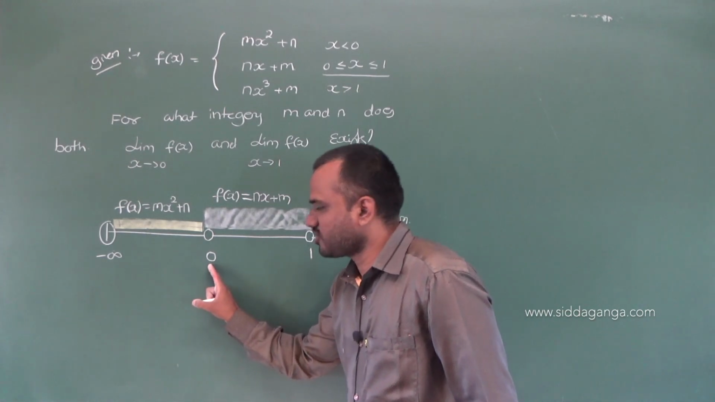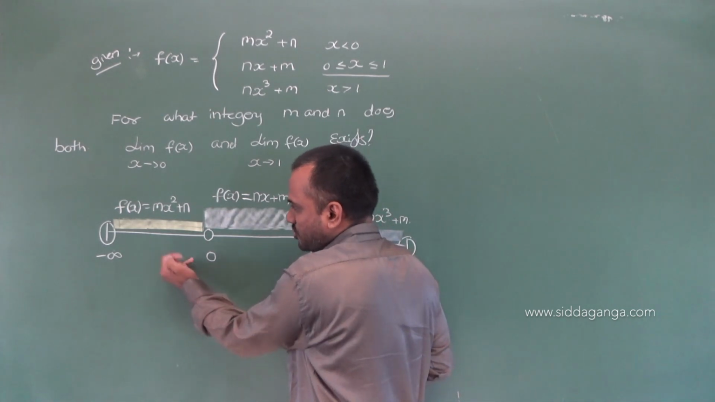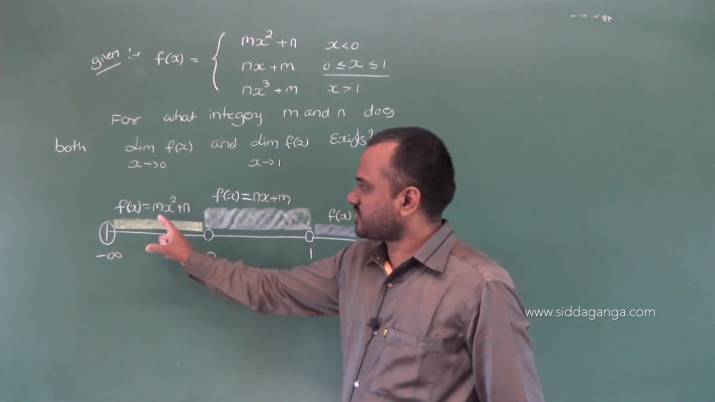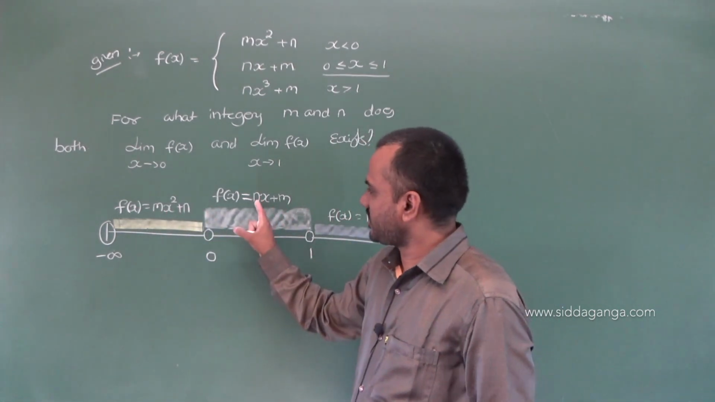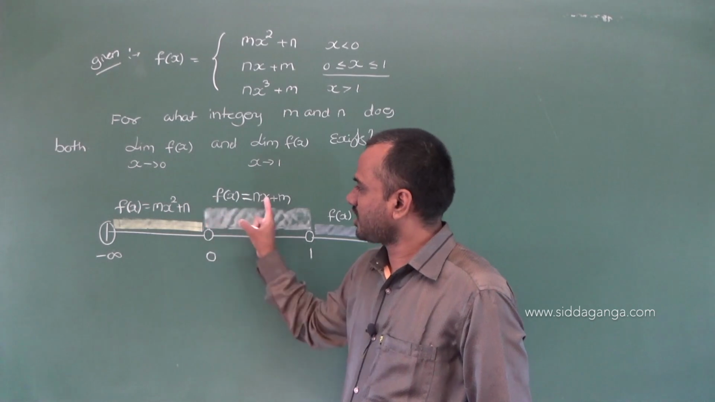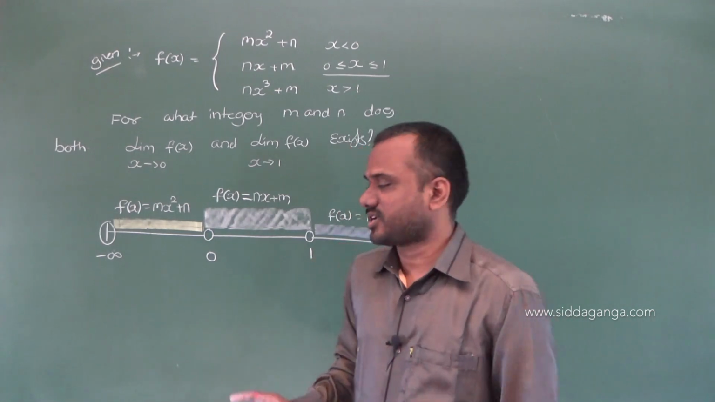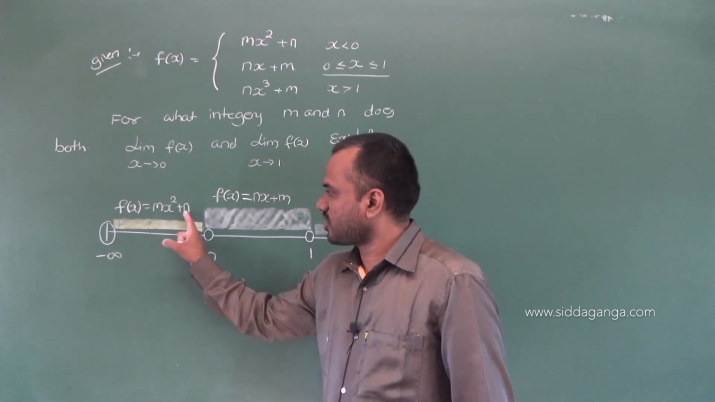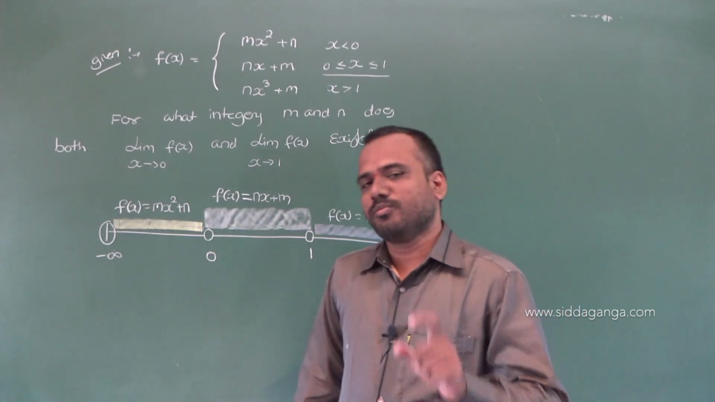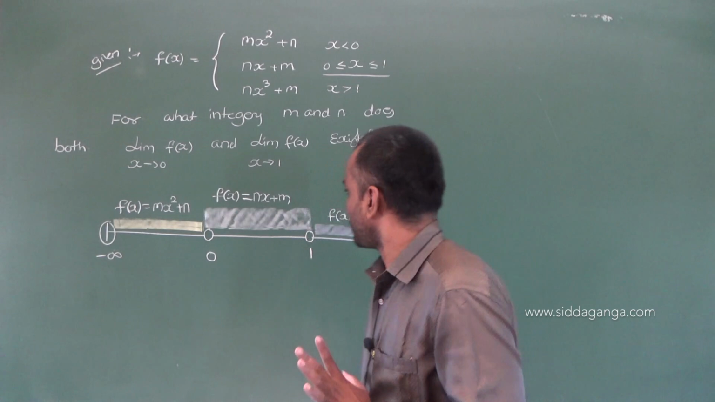Observe here, at x is equal to 0. Left side approach is mx square plus n, right side approach is nx plus 1. For the left hand limit and right hand limit, the functions are different. Why do I write this graph? It is very easy to understand. Left hand limit mx square plus n, right hand limit nx plus 1. Both the functions are different, which means we are finding the left hand limit as well as the right hand limit individually.